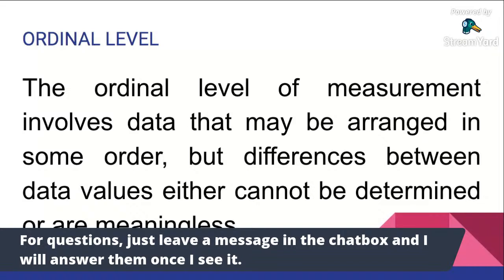Next, another example would be letter grades. You can order things so that A is higher than B, but without any other information, there is no way of knowing how much better a grade of A is than a grade of B. So I hope that's clear. That's what we mean by ordinal level.